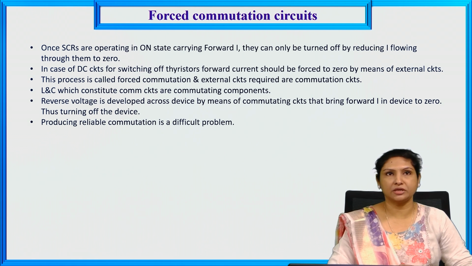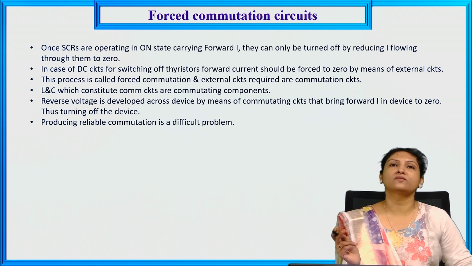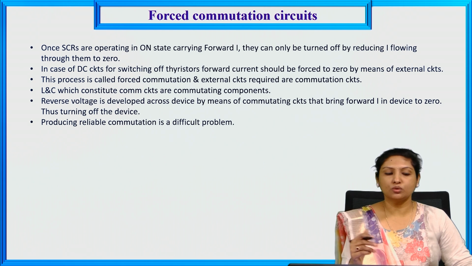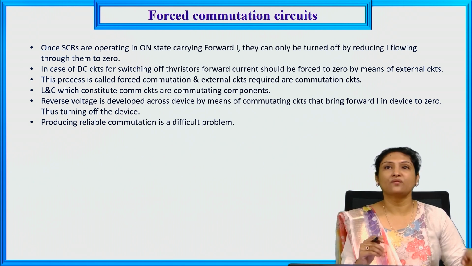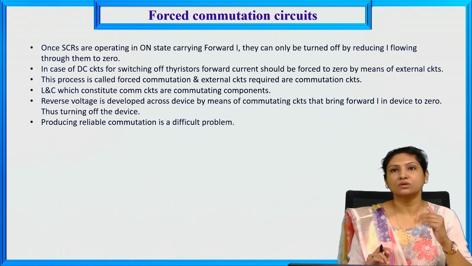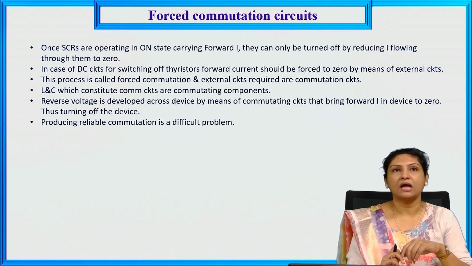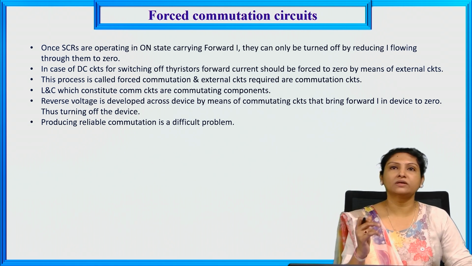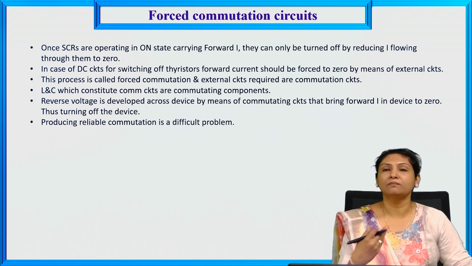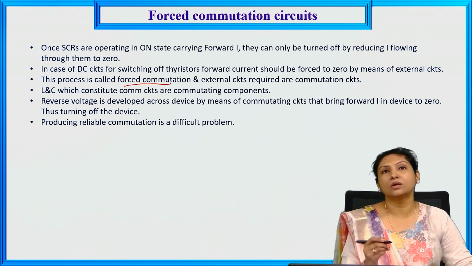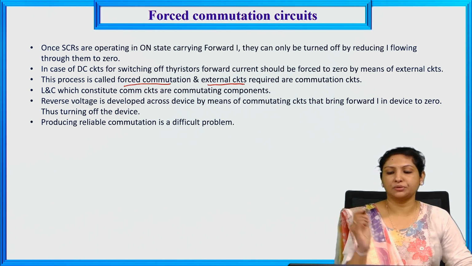Coming to the forced commutation circuits, once an SCR is operating in the on state carrying forward current, it can only be turned off by reducing the forward current below the holding current, or otherwise we need to bring it to zero. By reducing the forward current flowing through them to zero, we can turn off the SCR. And for that purpose, in case of DC circuits, for switching off the thyristors, forward current should be forced to zero by some external circuits. So this process is called forced commutation, or we can also call it external commutation circuits.